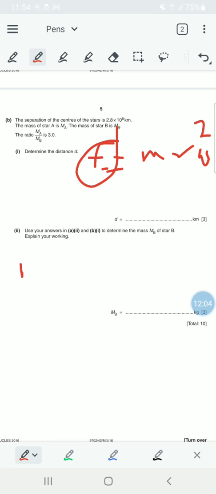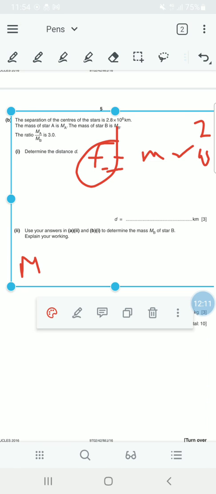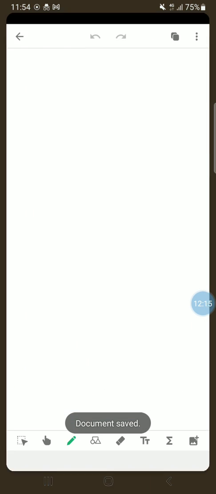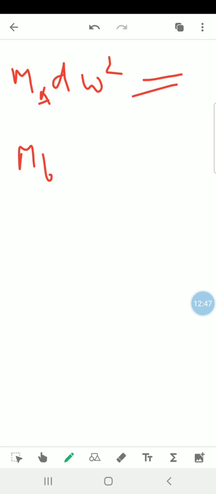Then we can take M, let me do it on a piece of paper. MA. Now instead of R we can put D because the radius of the first star is D, into omega squared. This is equal to MB. Then from the separation, 2.8 into 10 to the power 8, you can actually deduct.